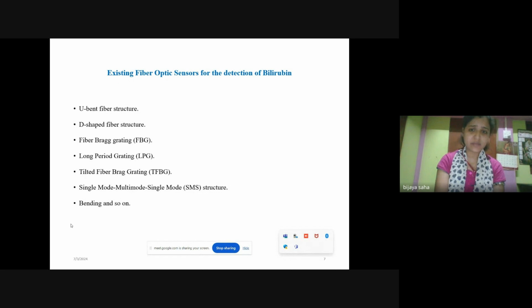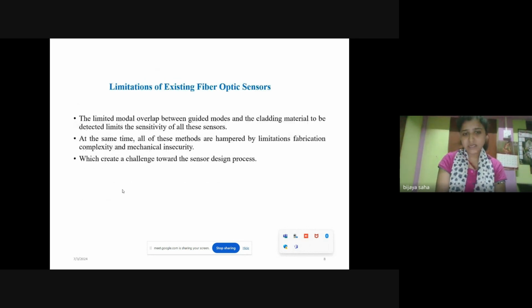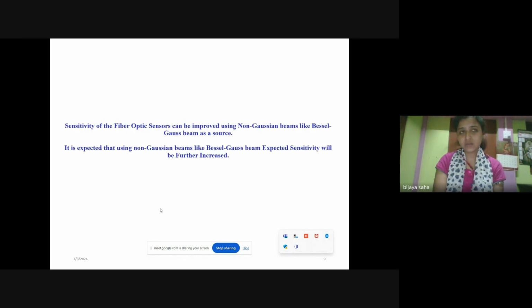Now, existing fiber optic sensors for the detection of bilirubin are the U-bend structure, D-shaped structure, fiber Bragg grating, long period grating, tilted fiber Bragg grating, SMS structure, bending, and so on. But all these methods have some limitations, like a limited overlap between the guided mode and the cladding material to be detected. As a result, there is limited sensitivity. At the same time, there are limitations like fabrication complexity and mechanical insecurity, which create a challenge towards the sensor design process. All those limitations can be overcome by using a non-Gaussian beam instead of a Gaussian beam as a source. It is also expected that if we use a non-Gaussian beam like a zero-order Bessel-Gauss beam as a source, the sensitivity will be further increased.